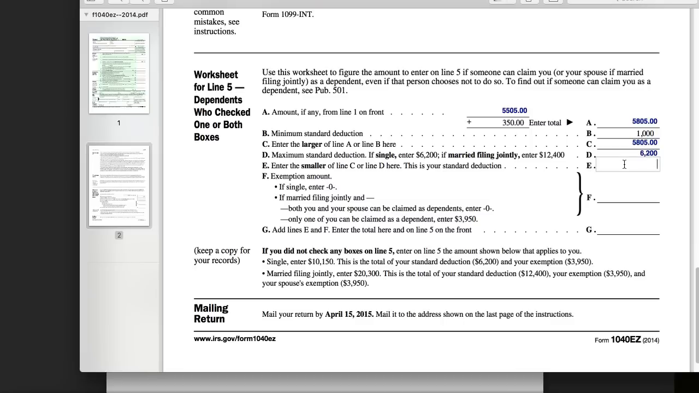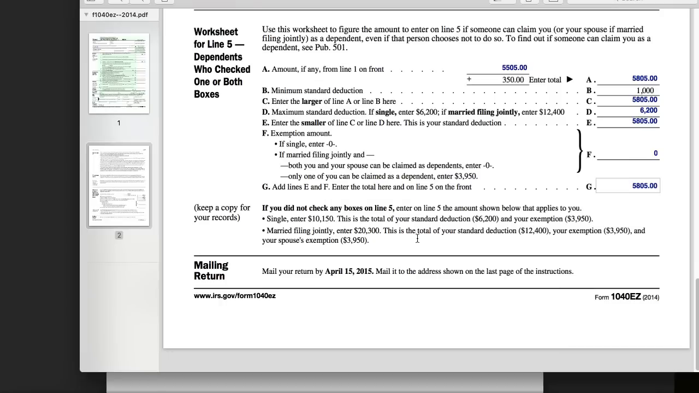And then it tells us to enter the smaller amount. So the smaller amount of line C or D is going to be our standard deduction. Because line C is smaller, we are going to put $58.05. Okay, then it says exemption amount if single, enter 0. So we're going to put it 0. And then we are going to add lines E and F. So we're going to get 5805.00. And then we need to enter the total here and on line 5 in the front.